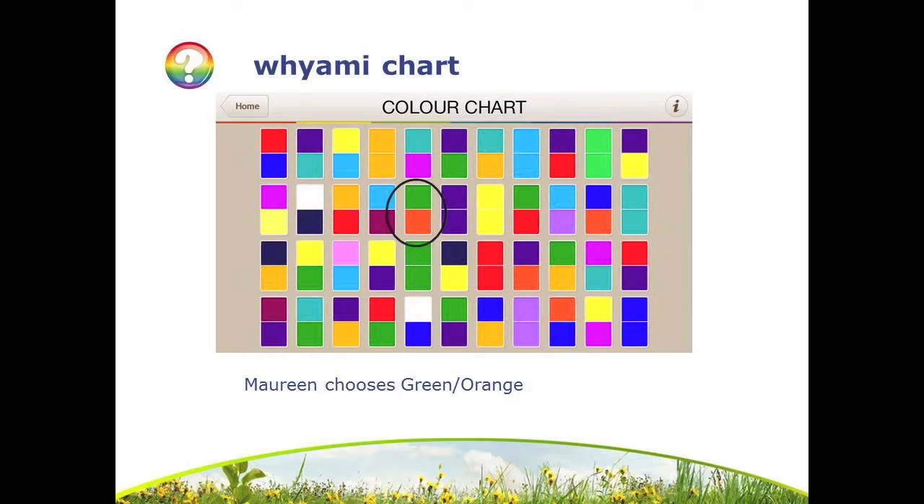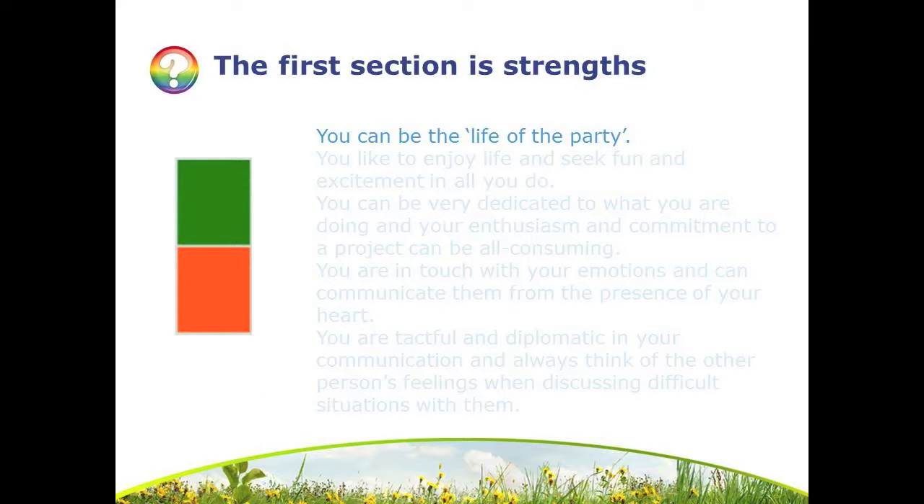So we are now going to explore with Maureen what green and orange and the message is for her. We're going to do it looking at each sentence. The first section tells her about strengths. It tells her about things about herself that she can value, strengths that she can call on to help her through this situation.